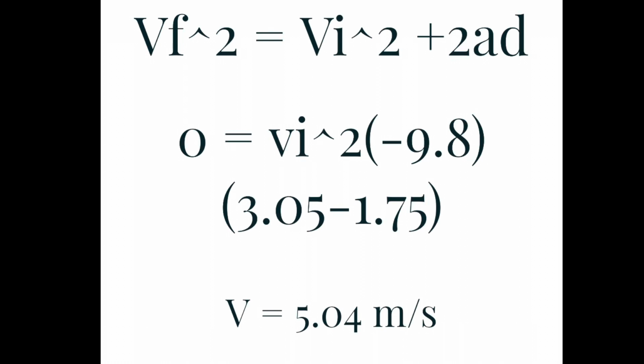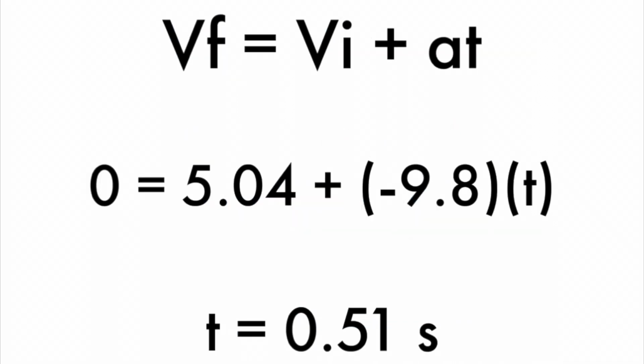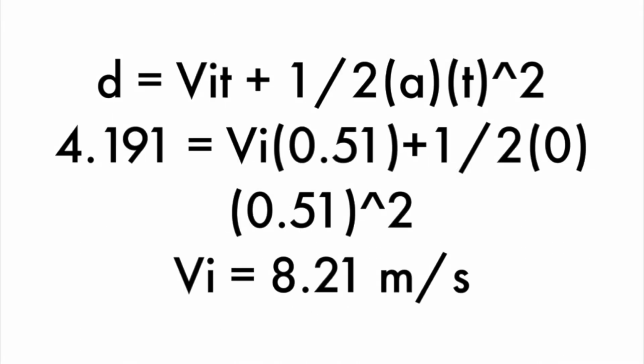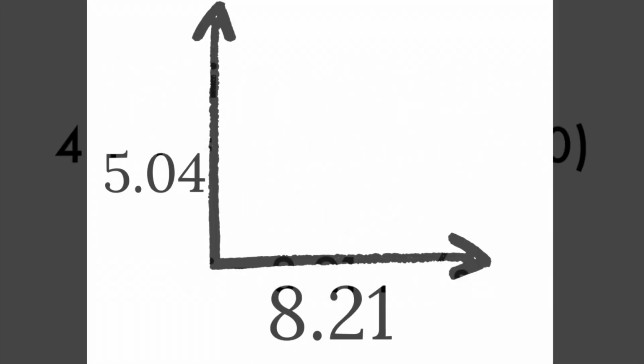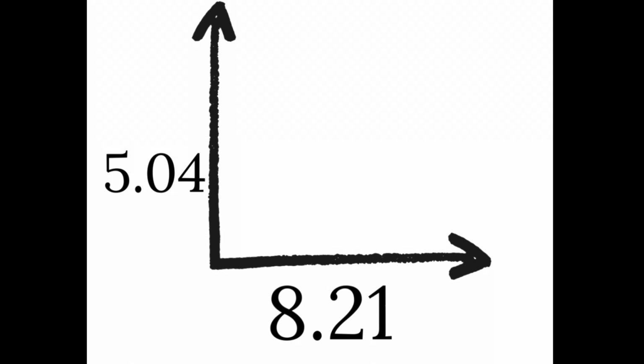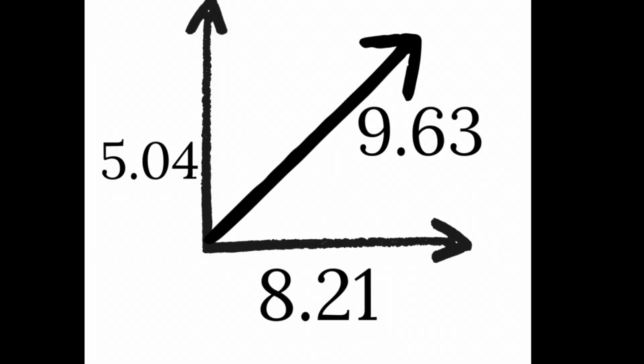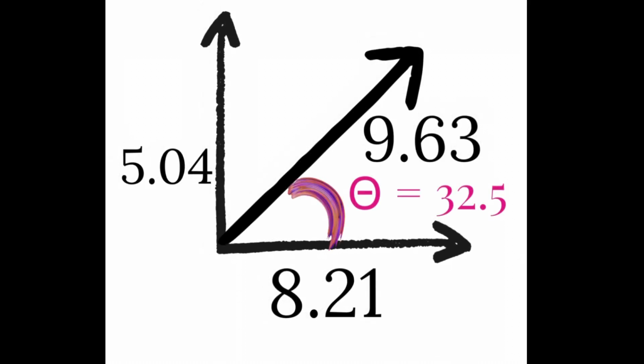We find our vertical velocity to be about 5.04 meters per second. Using the first equation, we find that the time is around half a second. And finally, using the second equation, our horizontal velocity is about 8.21 meters per second. Setting up our vertical and horizontal velocities like this allows us to use the Pythagorean theorem, in which we find that our initial velocity is around 9.63 meters per second. And using some trig, we can find that theta is equal to 32.5 degrees. So now that we know what I need to do to make a free throw perfectly every single time, let's go test it.